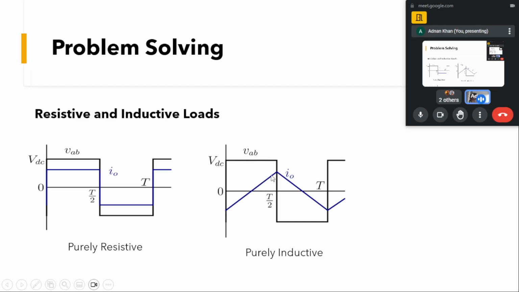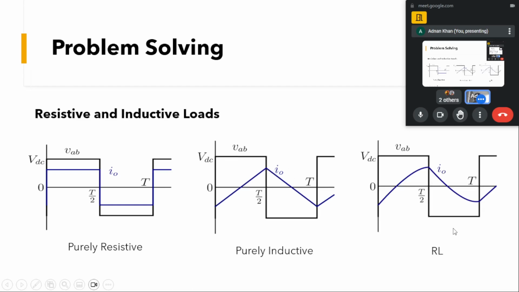So it will be like a triangular wave if we are having a purely inductive load. So now if we have an RL load, what would happen? During this positive half, it will charge to some point, and when this negative voltage is impressed, it will start to discharge. So you can see it is somewhat triangular in shape but not exactly triangular.